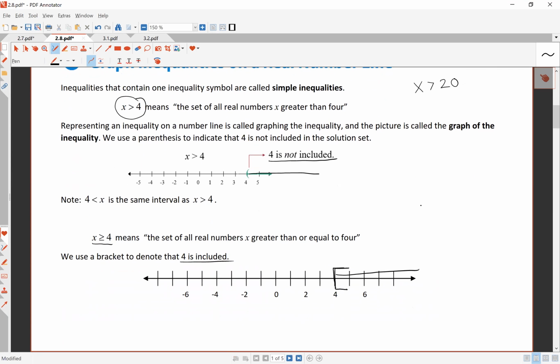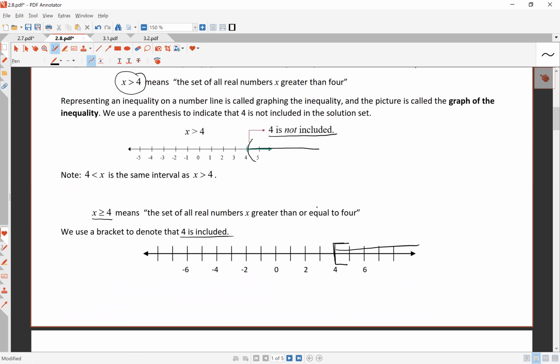Now, what you have to get used to is the use of a parenthesis to denote the greater thans, meaning not included. And the bracket is what we use for included. It's just notation. So when we see X is less than 3, we're going to go to 3 and use a parenthesis and everything to the left. If we see X is greater than or equal to 3, then we're going to use a bracket on 3 and everything to the right.